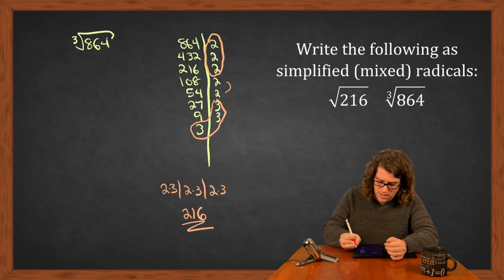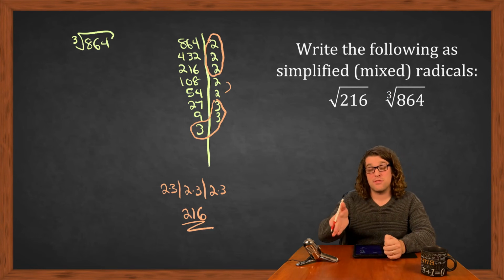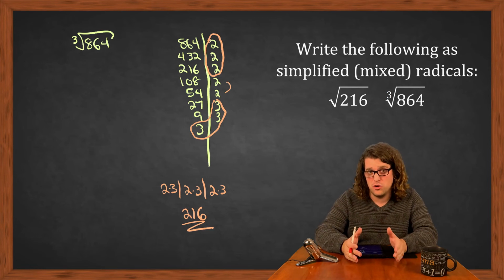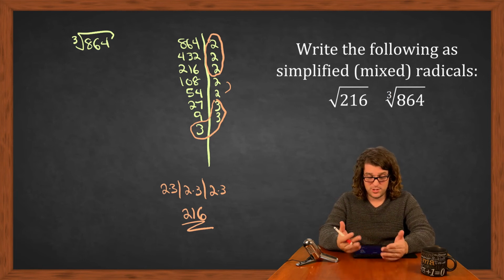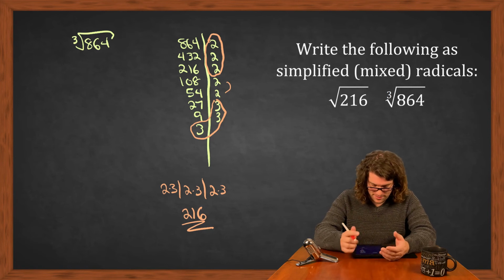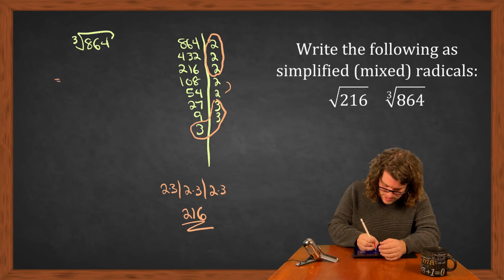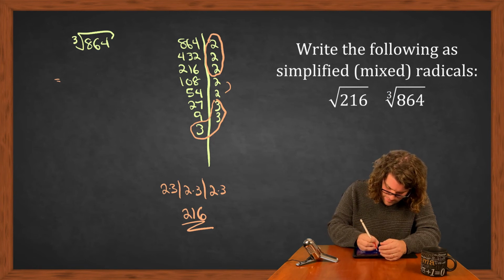I have 2 leftover 2's here, but I can't give 2 2's equally to 3 groups to make it a cube. If there was another 2 in this list, I would be able to use that as well, and the overall number itself would be a perfect cube. But that's not the case. So what we're going to do here is write this as the cube root of, oops, I didn't give myself enough space there. My apologies.